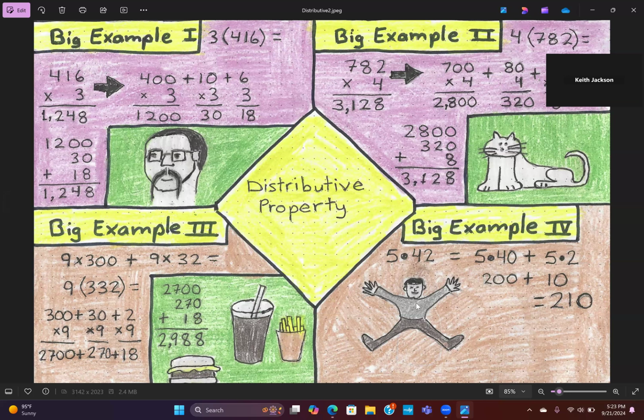Let's move on to our last big example 4, in which we have 5 times 42. We know that 42 is equivalent to 40 plus 2. All we have to do is say 5 times 40 plus 5 times 2. 5 times 40 is easy, because we know that 5 times 4 will give us 20, and we just tag along a 0. So 5 times 40 is 200, plus. 5 times 2 is 10, and we can add those two together. We can even say it out loud: 200 plus 10, 210. And guess what we have? 210 right here.